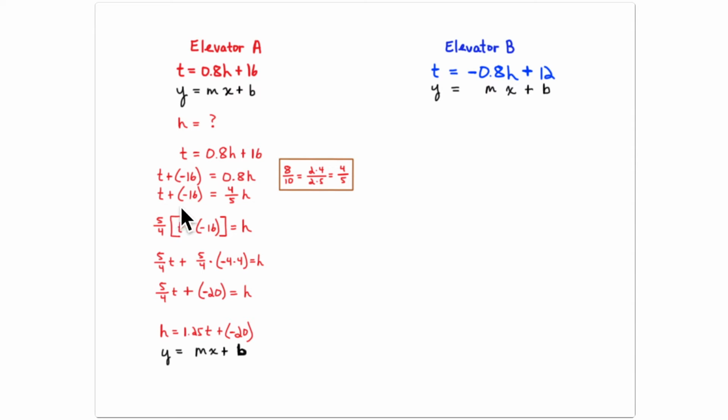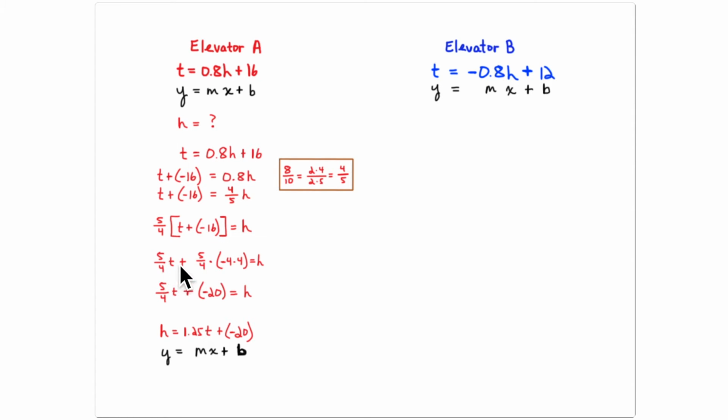All right, so you have time plus a negative 16 equals 4/5 the height. And so now you have to multiply by 5/4. The multiplicative inverse of 4/5 is 5/4. You have to remember to multiply both these terms. So this is the distributive property. So 5/4 times the time and 5/4 times this negative 16. And remember, that's a negative 16 seconds that we're talking about there.